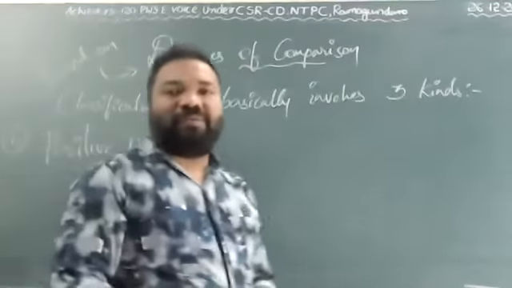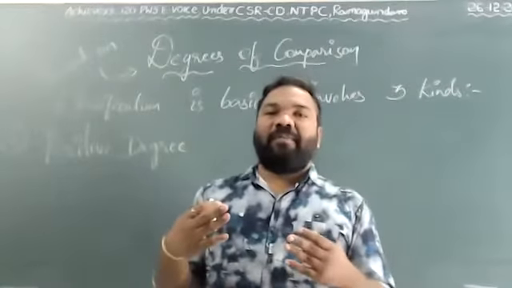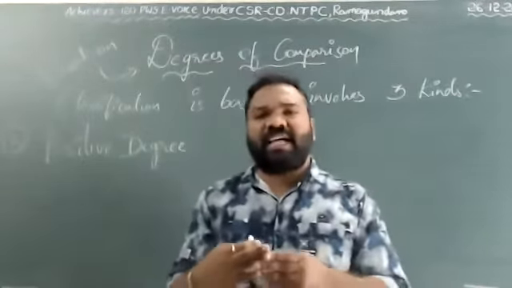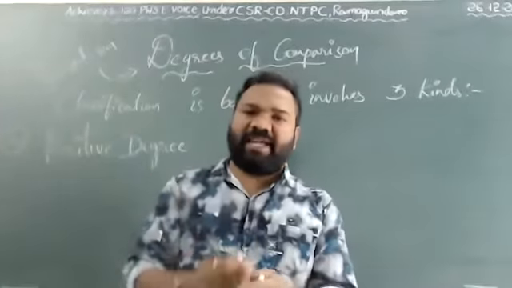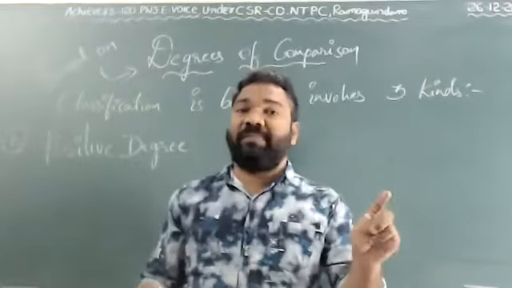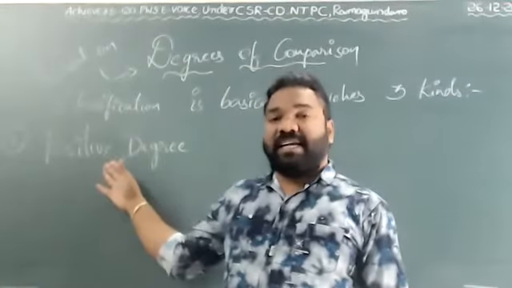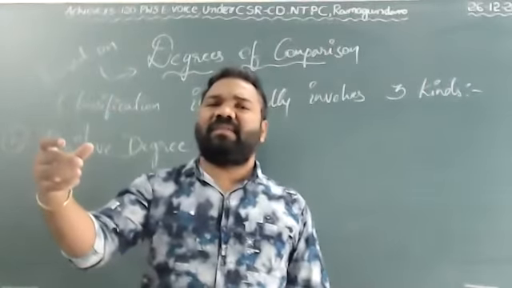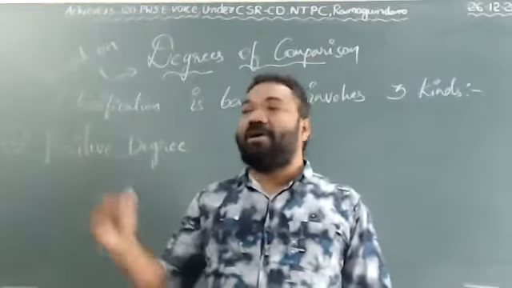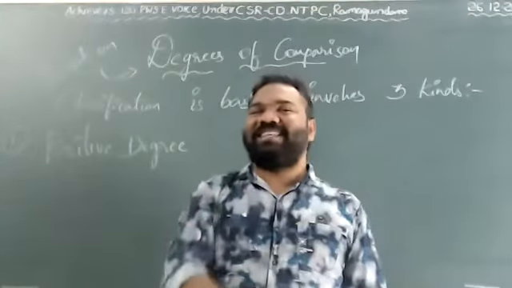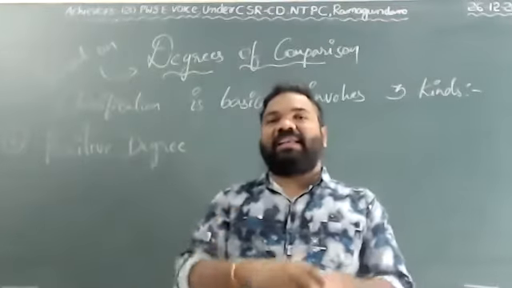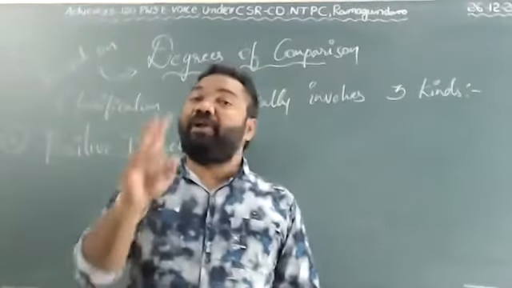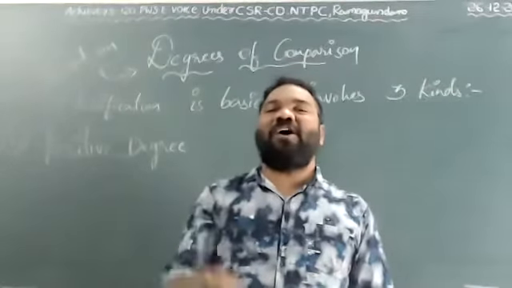Students, what is the definition of positive degree? When do we say this particular sentence is in positive degree? When the subject tells about a quality of a person, place, or thing. In the first case, a sentence in which the subject speaks about a particular quality of a person, or maybe a place, or maybe a thing. This is one case. And the second case is when this comparison is given equal priority between two persons, two places, or two things.